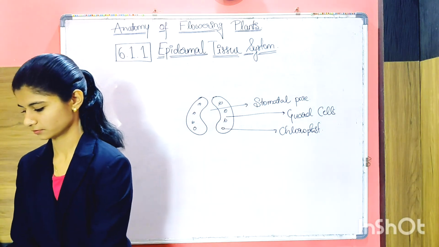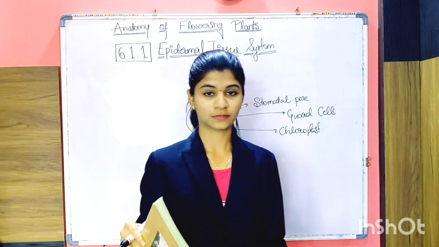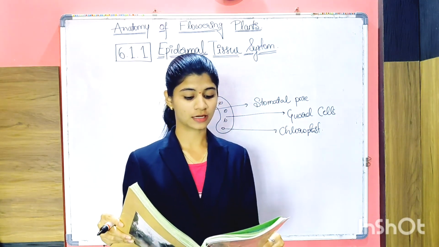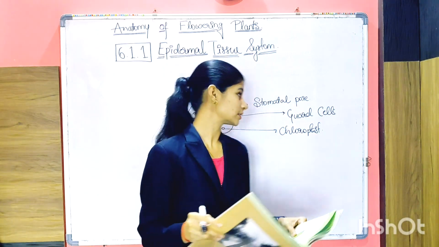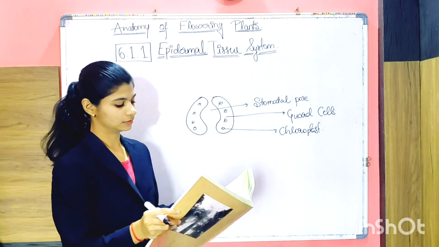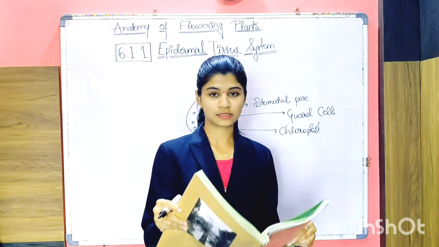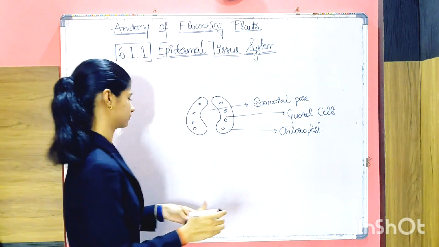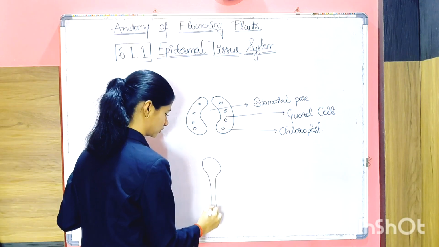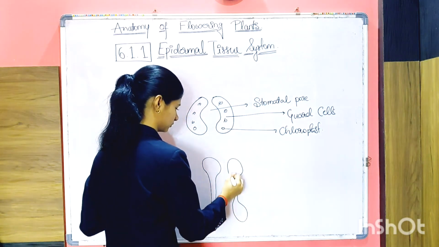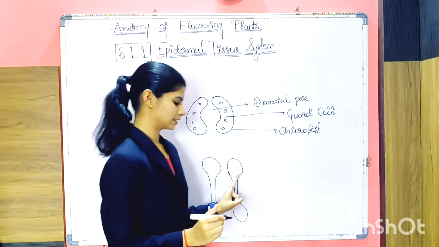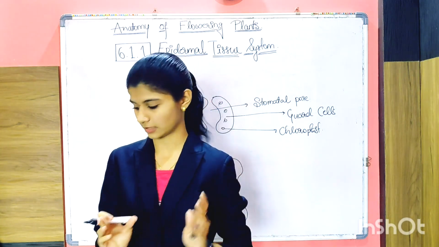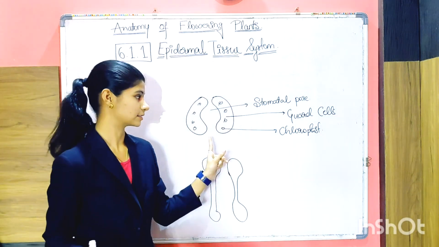The guard cells enclose the stomatal pore. As I said, this space is known as the stomatal pore. Next, in grasses the guard cells are dumbbell shaped. This is in the leaves of the plants. In grasses the guard cells are in the shape of a dumbbell. It is also present in the NCERT, you can check it. Like this, guard cells are present in the shape of dumbbells in the leaves of grass.